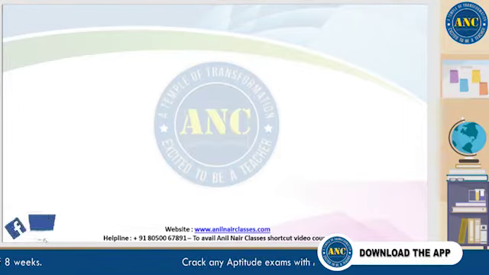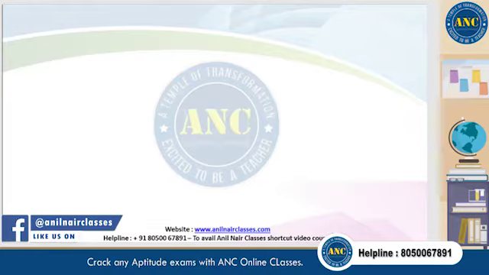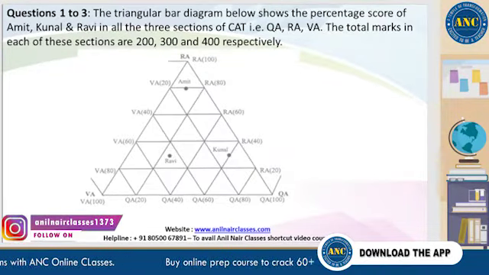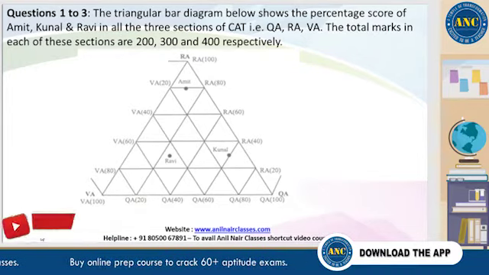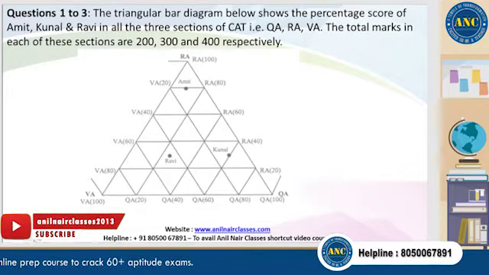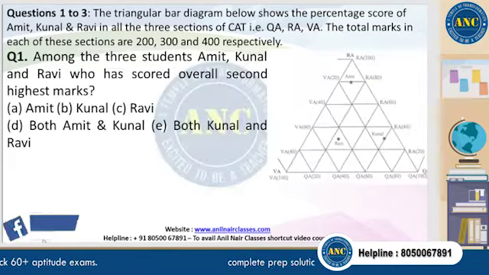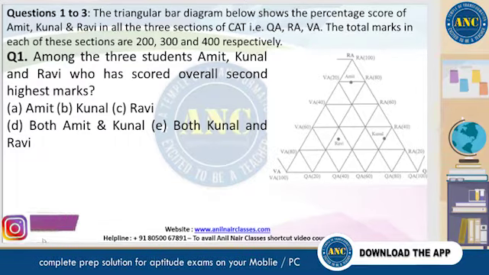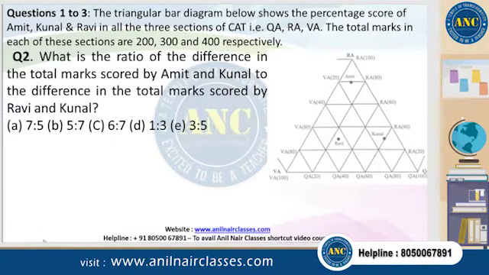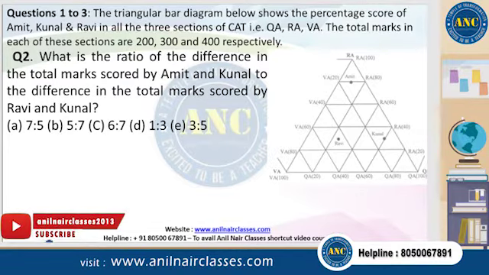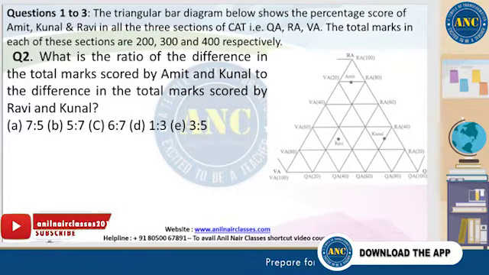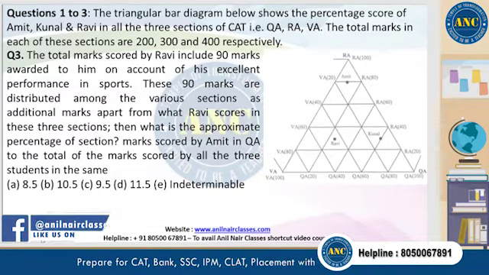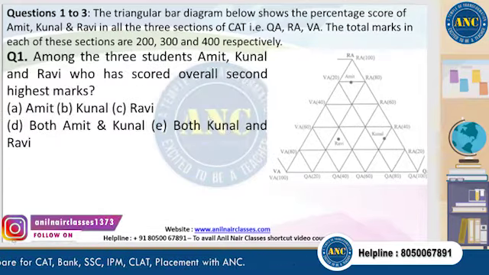And hello, we go to a question on LR and DI. So for all of you, we have a question. That's a neat question. In my opinion, this is something very different. I'll give you about 90 seconds to think about the question. This is what the question looks like, and this is the main idea. Among the 3 students, who has scored the overall second highest marks, and what is the ratio of the difference in the total marks scored by Amit and Kunal to the difference in total marks scored by Ravi and Kunal, where the marks scored by Ravi include 90 awarded to him on account of his excellent performance? We'll try to do this question.